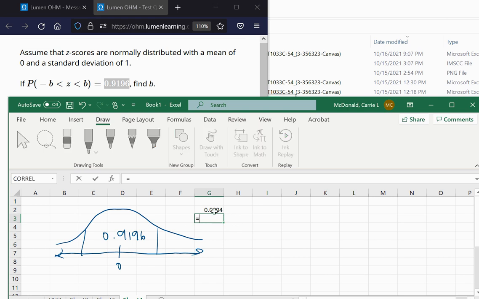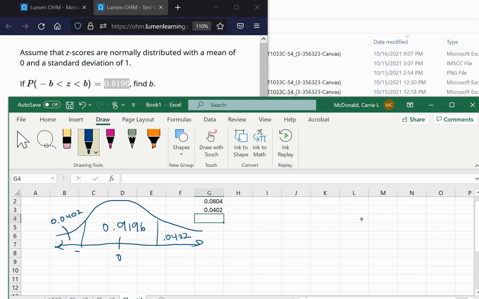So let's divide that in half. And that's this side over here will have an area of 0.0402. And also this side over here will be 0.0402.